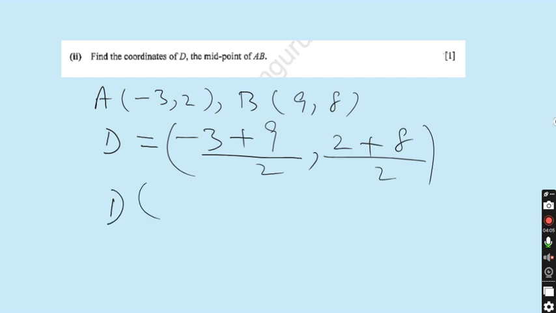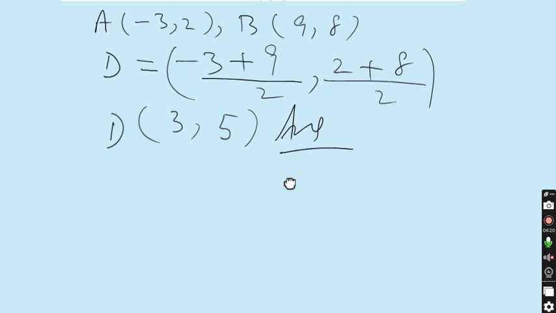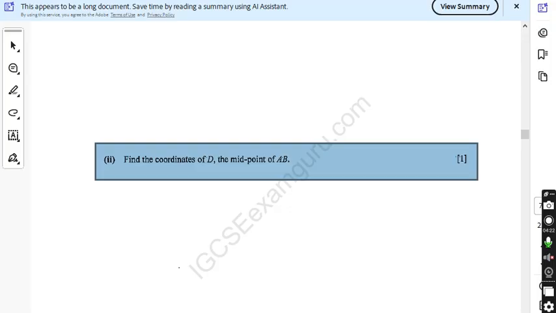So the coordinates of D: 9 minus 3 is 6, 6 upon 2 is 3. 8 plus 2 is 10, 10 upon 2 is 5. So 3, 5 is the final answer. So part 1 and part 2 are both very easy. Now move to part number 3.